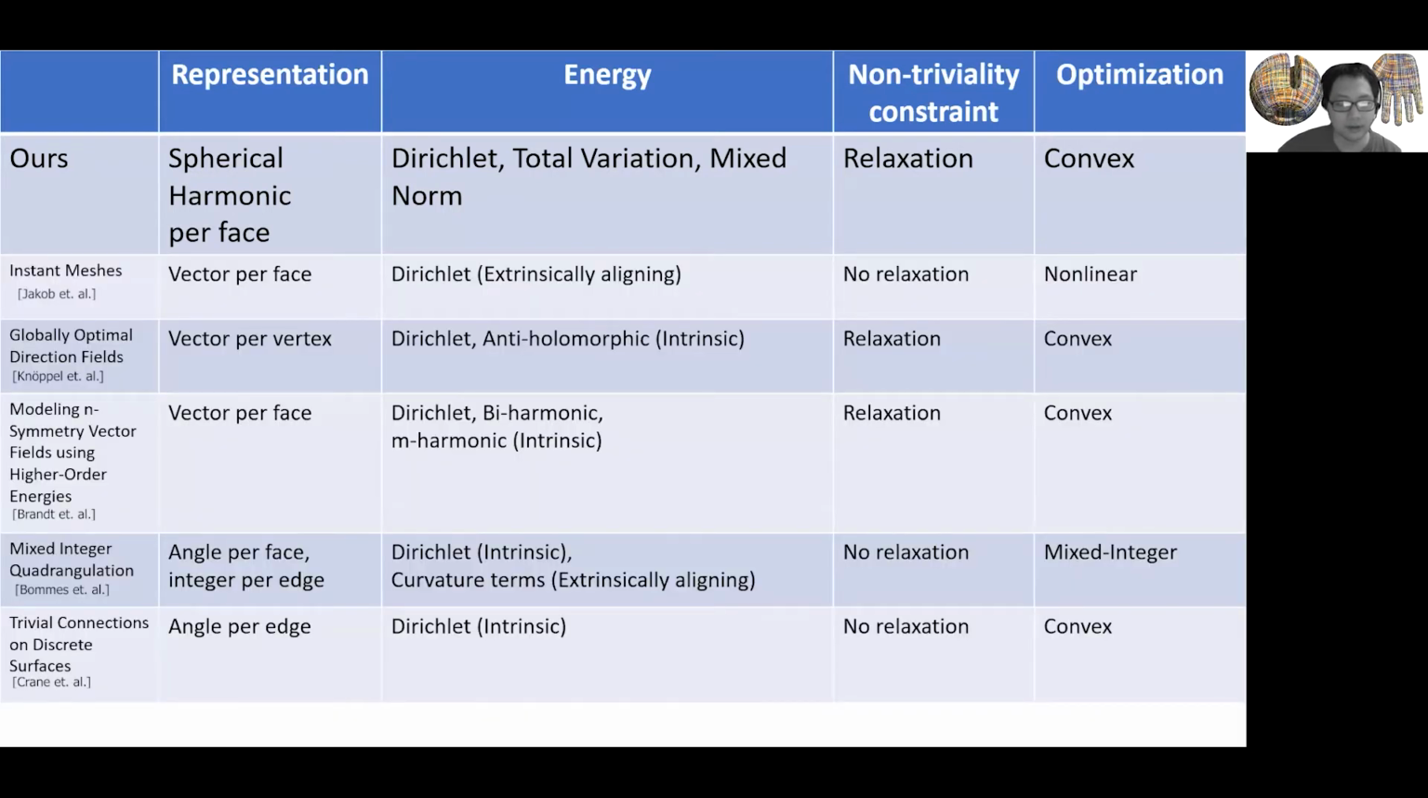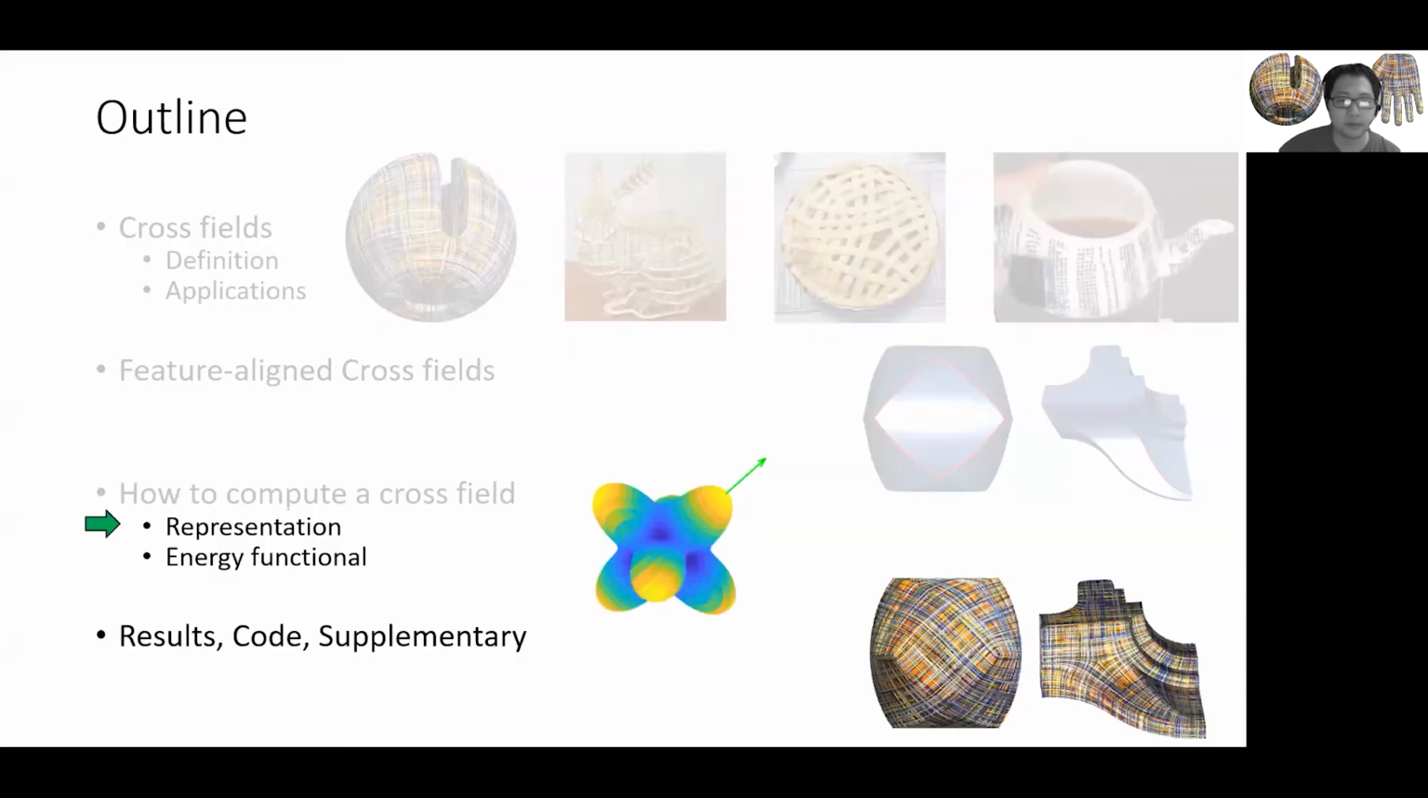It turns out that a lot of previous cross-field algorithms also follow this recipe. This is nowhere near an exhaustive list, but you can see the breadth of different algorithms that output cross-fields of differing properties. So now we're going to tunnel down into the details, starting with step 1, choosing a representation.